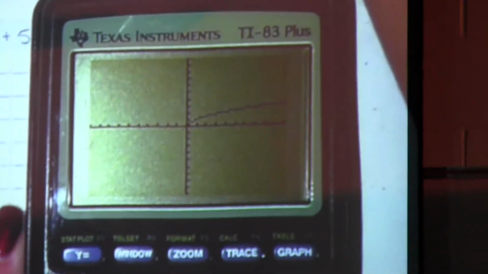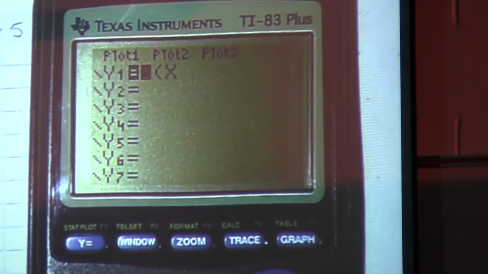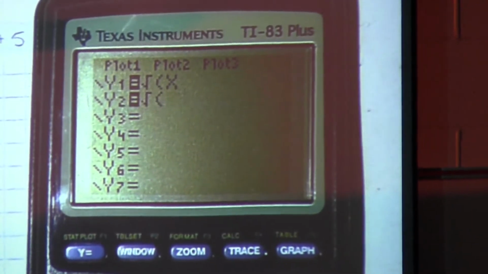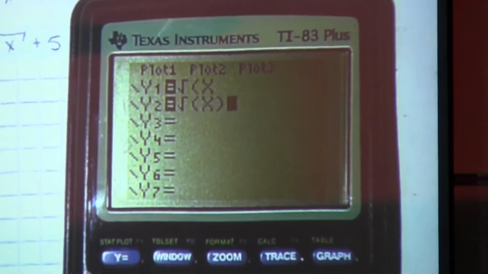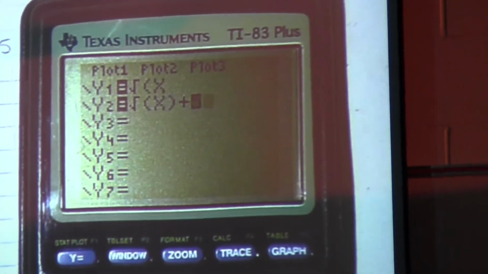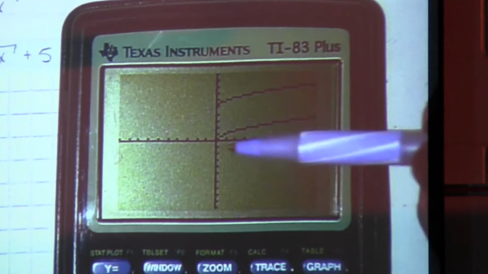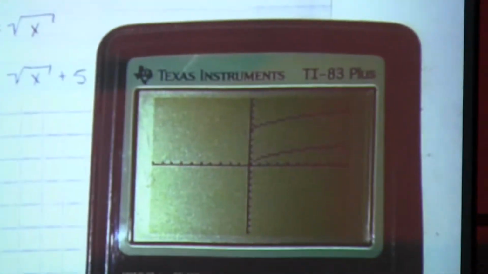If I add a +5 outside of my square root sign, I'm going to say the square root of x, and you have to end your parenthesis every time. It won't end it for you. So end parenthesis to say that's where my square root ends. And then +5. When we graph that, where do you think it's going to move? Up 5. And check it out. It already did. And you can even count them, 1, 2, 3, 4, 5.